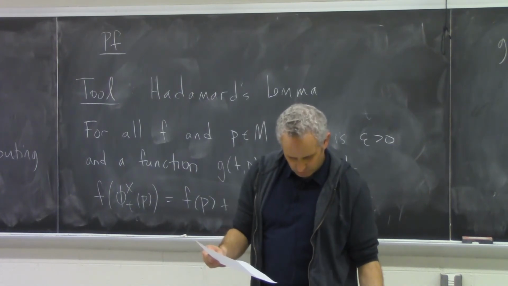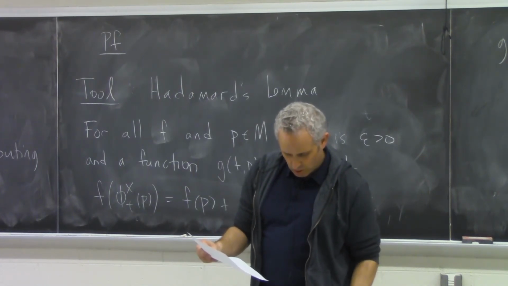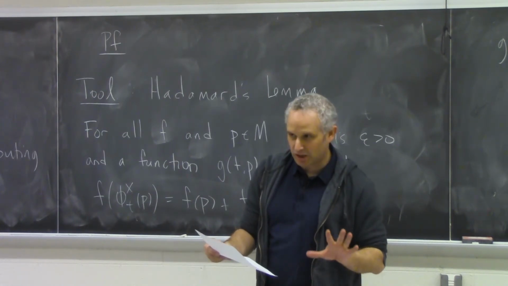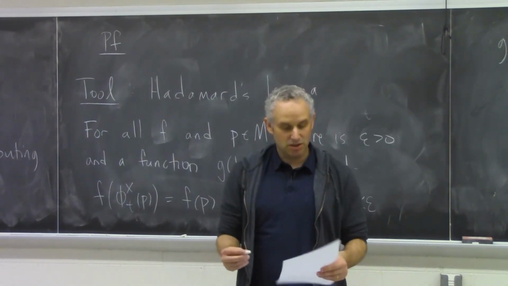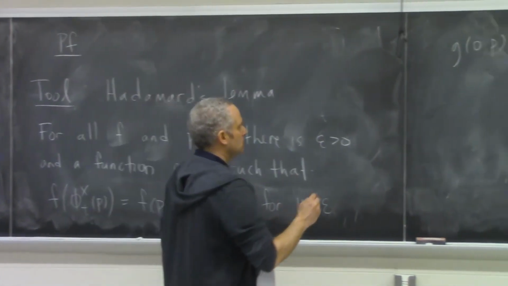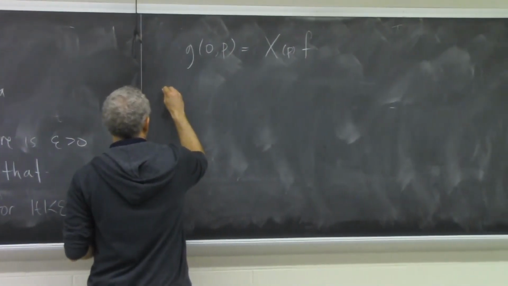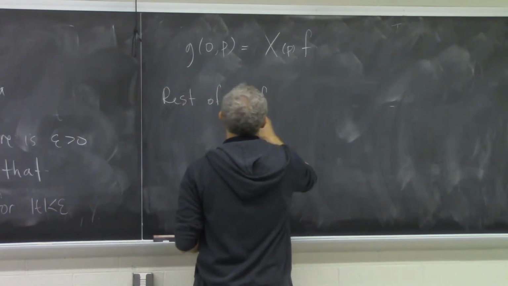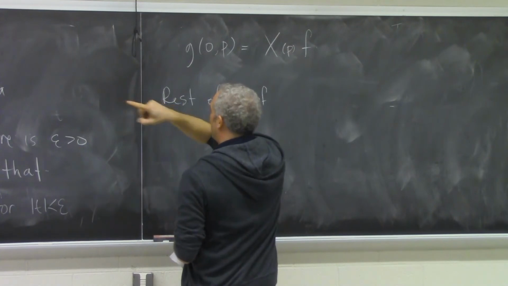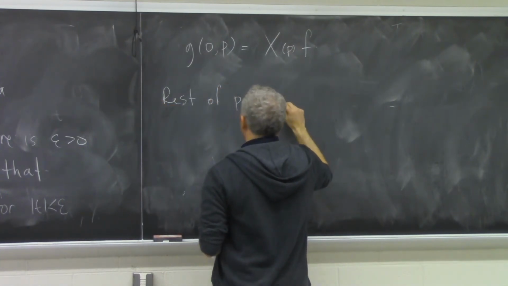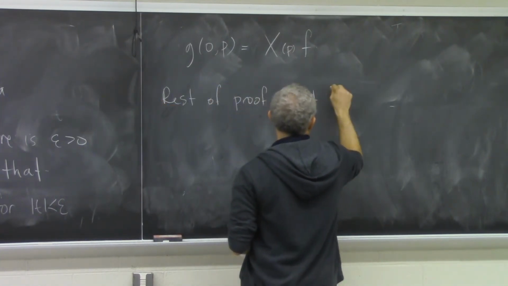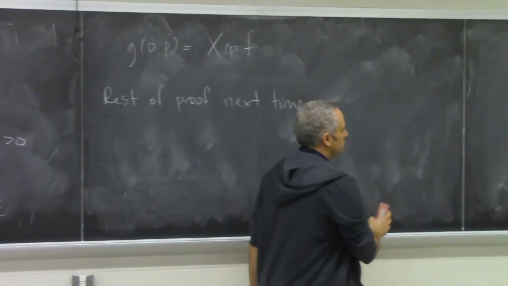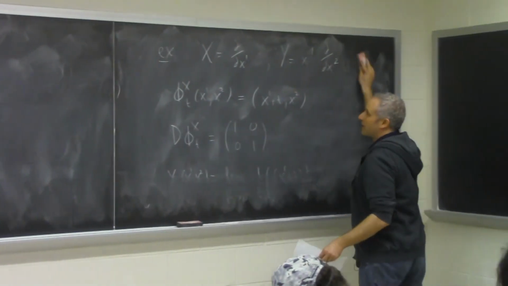All right. So I'm going to delay the proof, but we're going to talk about something else. I don't want to rush the proof because it's got some subtle points. Rest of proof next time. Let me tell a related story to Lie derivatives and Lie brackets.